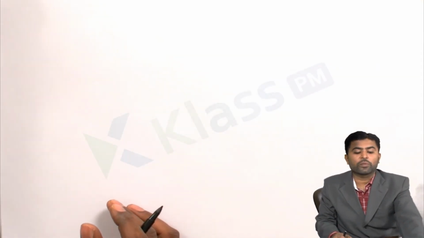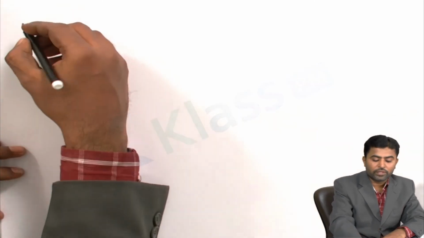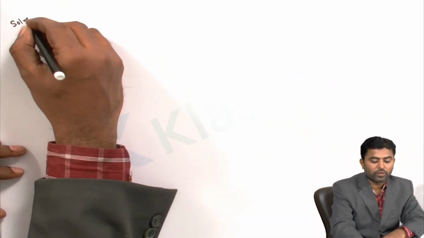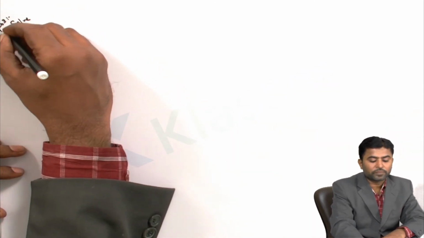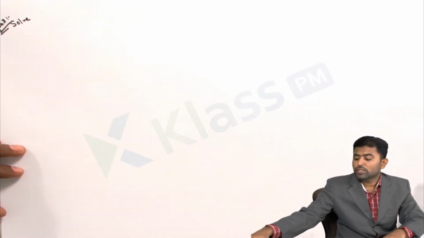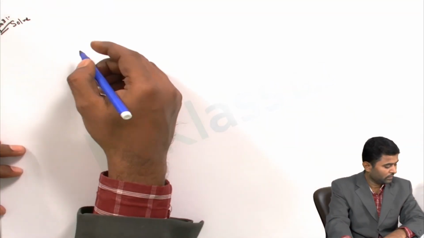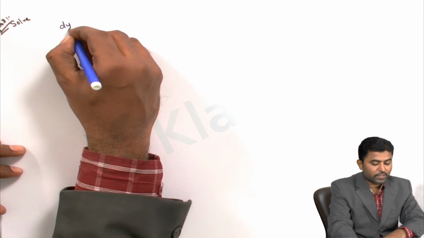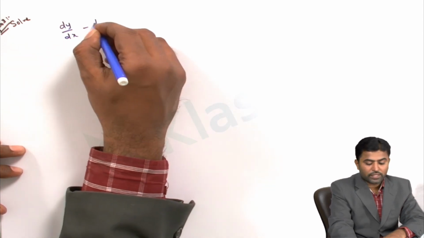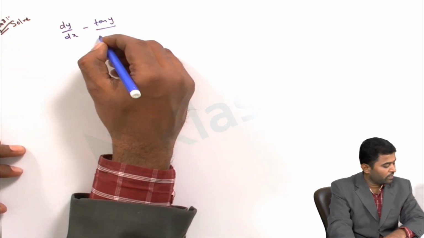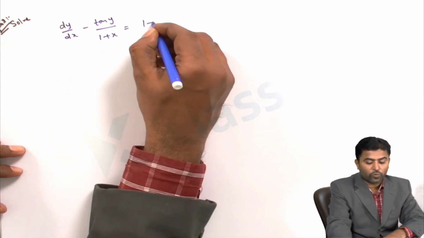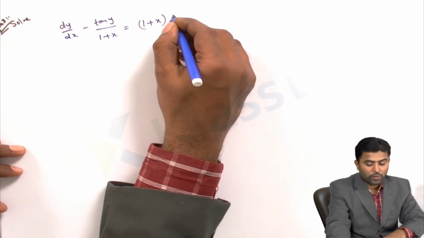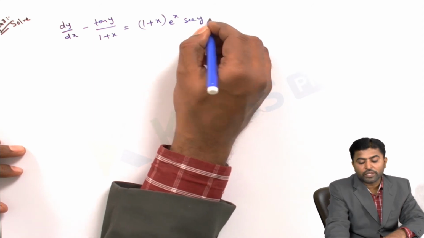Similarly, we will see one more problem of Bernoulli's. Problem 3. Solve dy by dx minus tan y by 1 plus x is equal to 1 plus x into e power x into secant y.